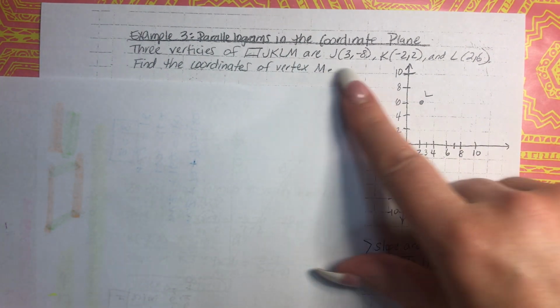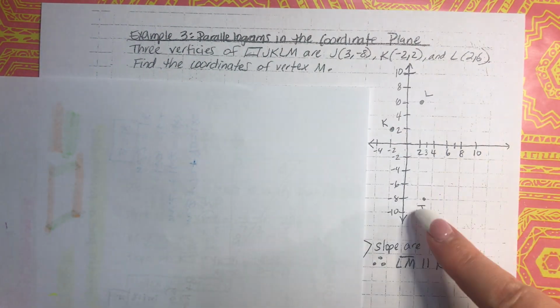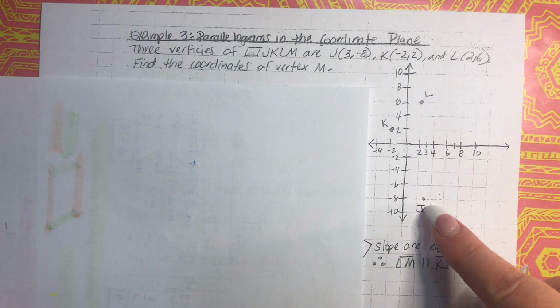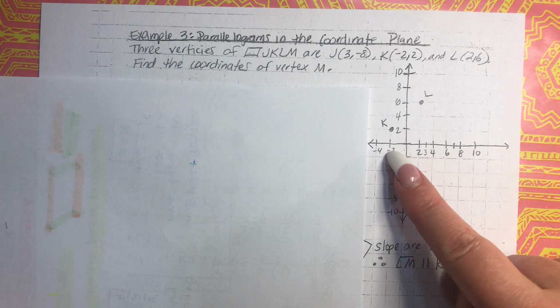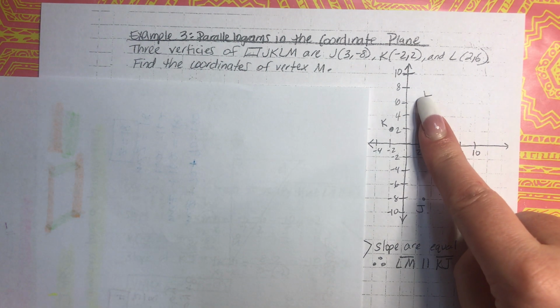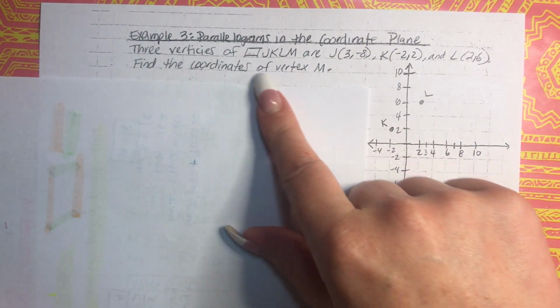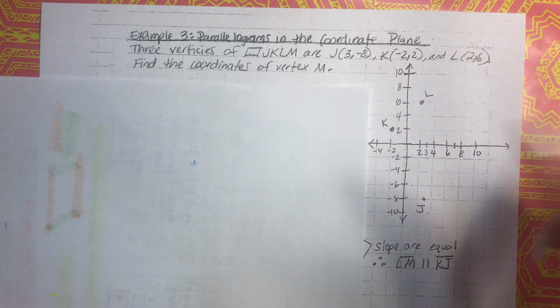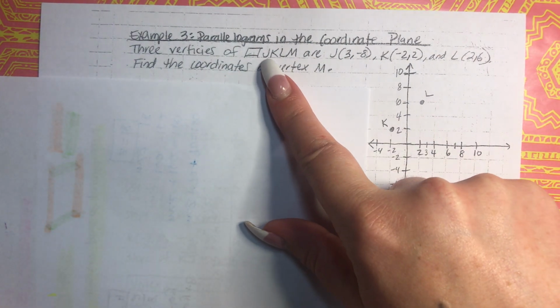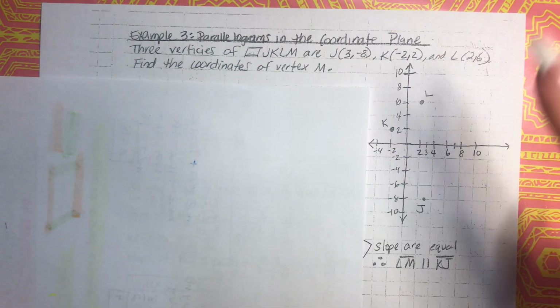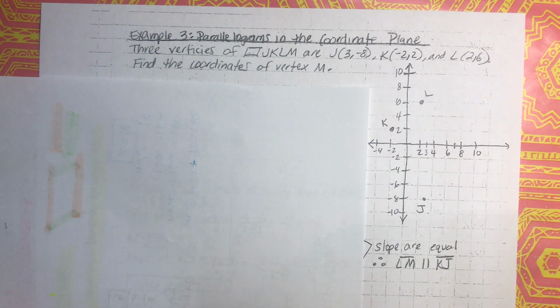The vertices of parallelogram JKLM are J is (3, -8), K is (-2, 2), and L is (2, 6). What we need to do is find the coordinates of M. This is really super important because this tells us the order of the vertices: J, K, L, M.